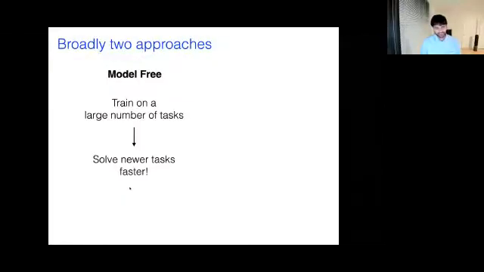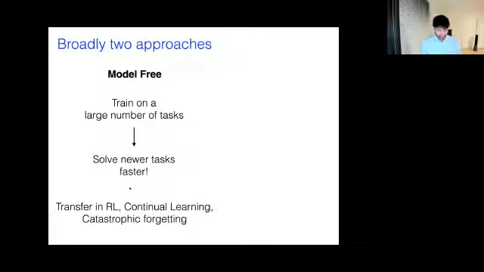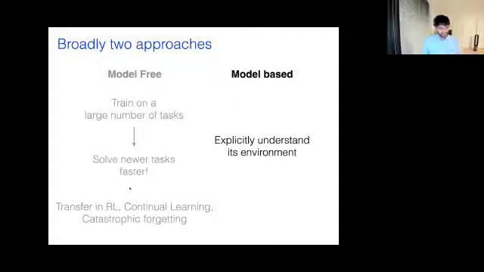Although, in the context of building sensorimotor agents or agents that act, there are multiple problems. For example, transfer in reinforcement learning is very limited, and there are some problems associated with continual learning and catastrophic forgetting, something which I'll touch upon later in the talk. The other approach is, instead of just solving a large number of tasks, we can try to explicitly understand how the environment works so that we can use this knowledge to solve new tasks.